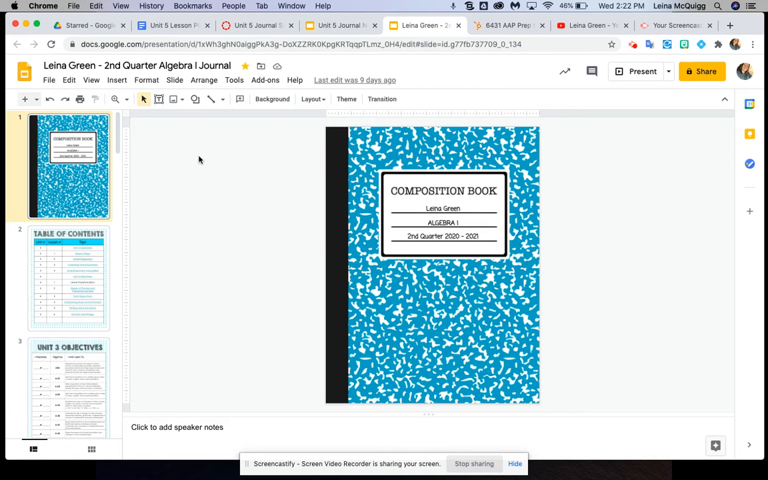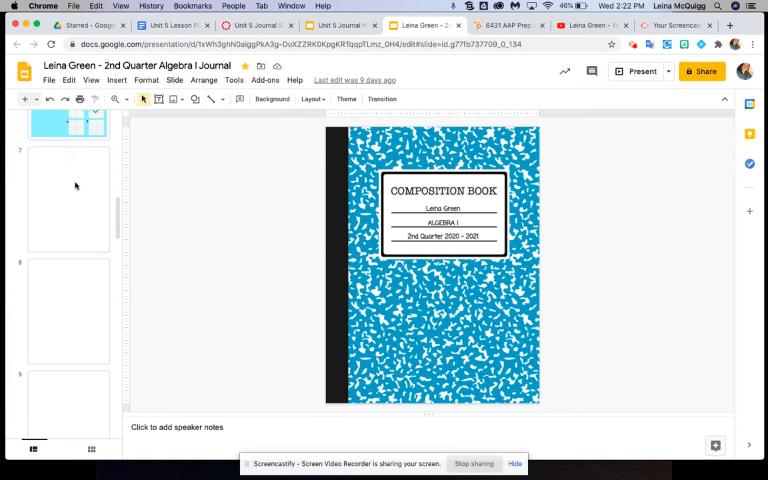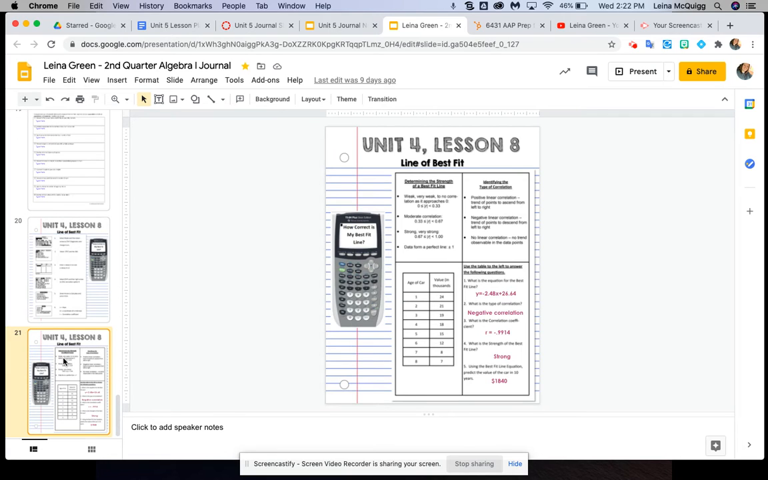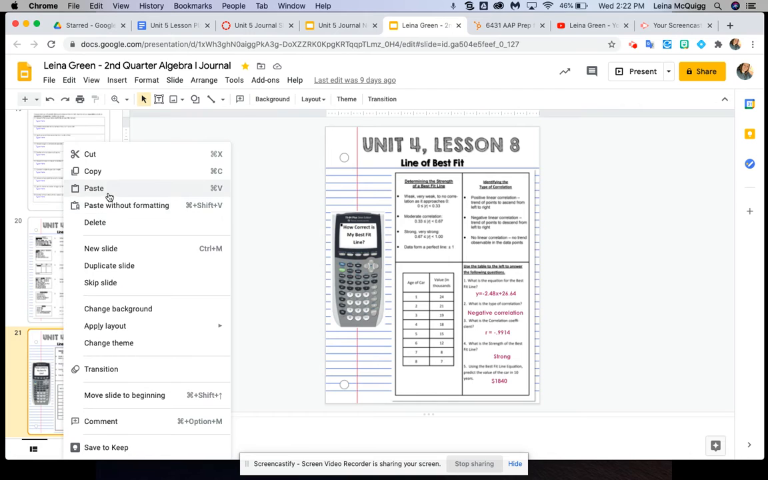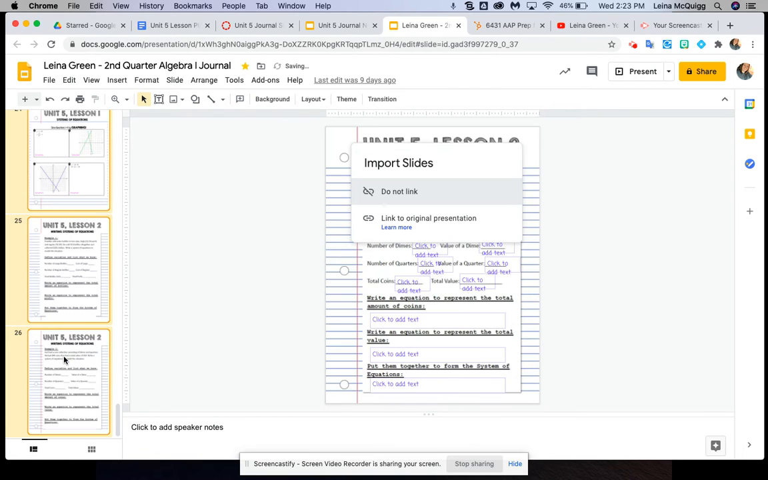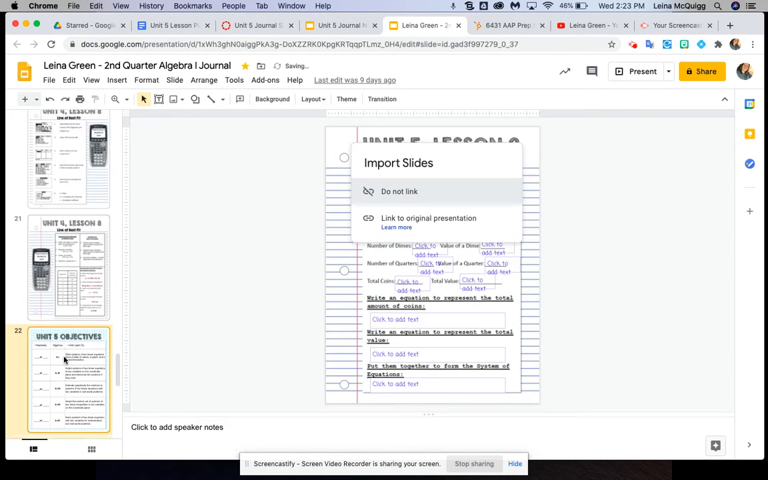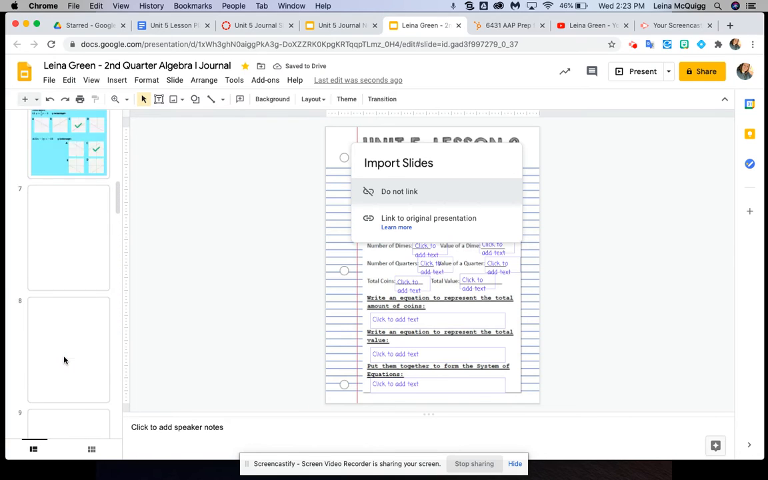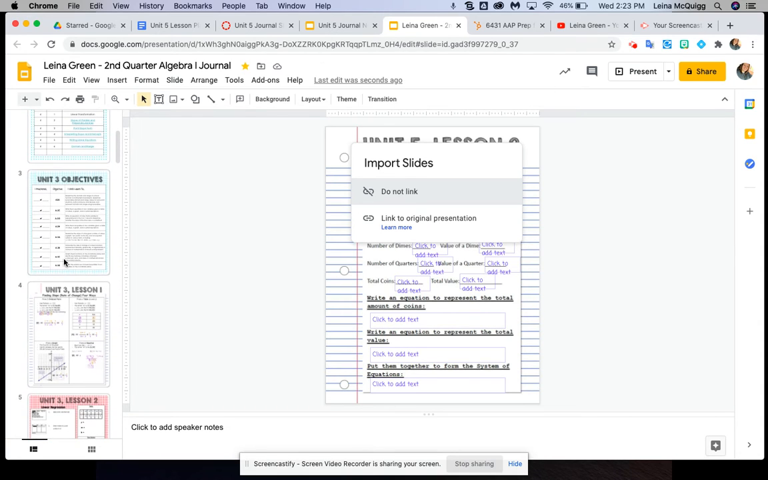And then go to your journal. Remember, we're on the blue journal. You can scroll down to the very bottom, click with 2 fingers on the last slide, and paste. So you should have 26 slides in your journal at this point. 26 slides, okay?